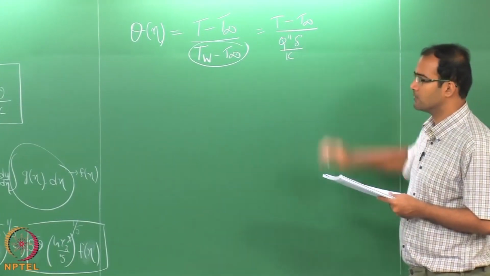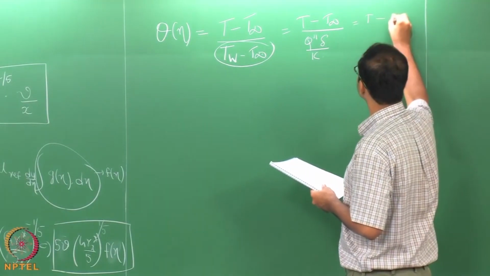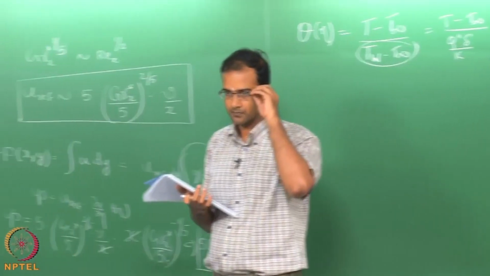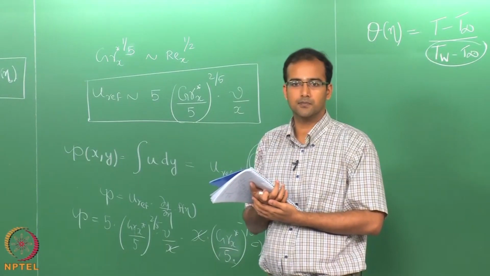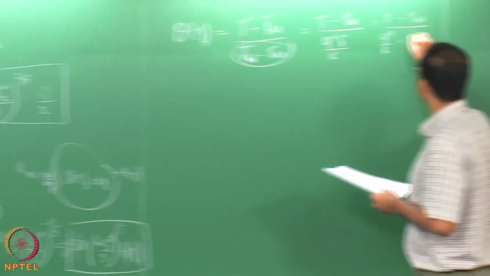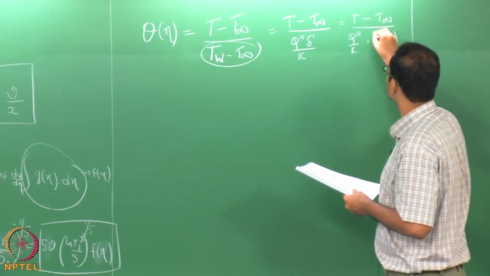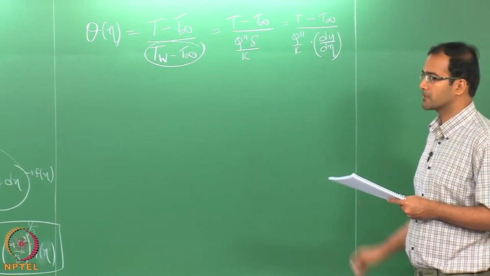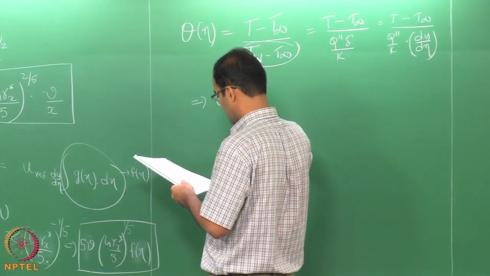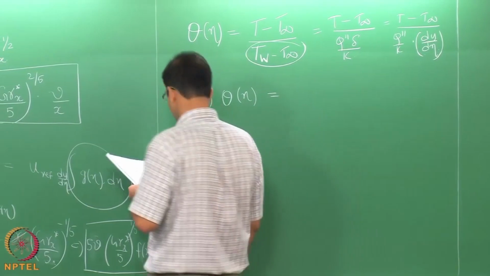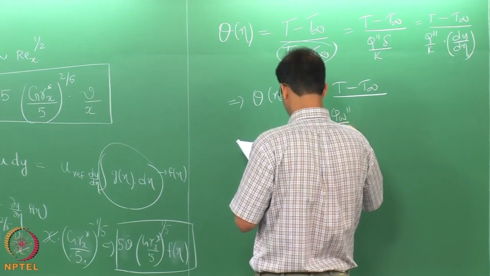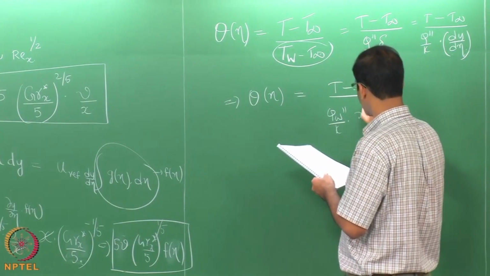And what is delta now? How do you find out delta? Eta is equal to y by delta, correct. So, therefore, we can find this as dy by d eta, right. So, I am going to replace this as dy by d eta. Okay. So, substitute this in terms of Grashof number. So, therefore, what will be theta of, so this will come out to be T minus T infinity by q wall by k into x to the power 1 by 5.